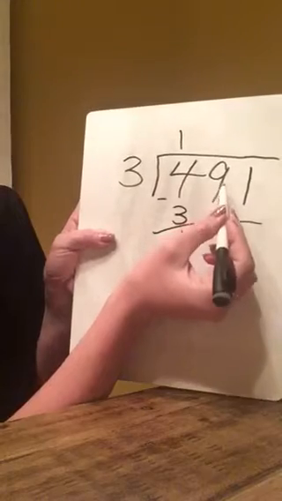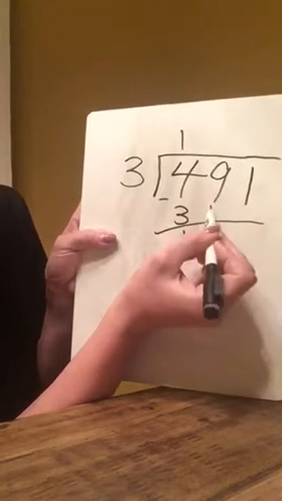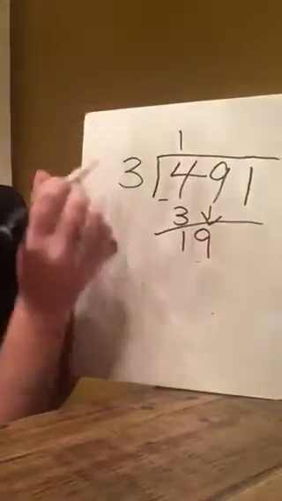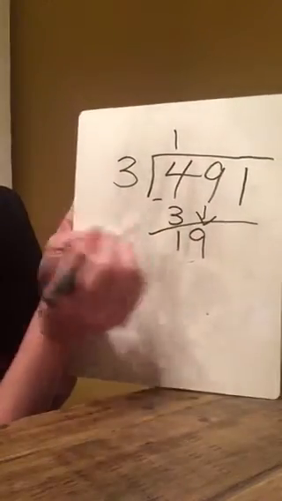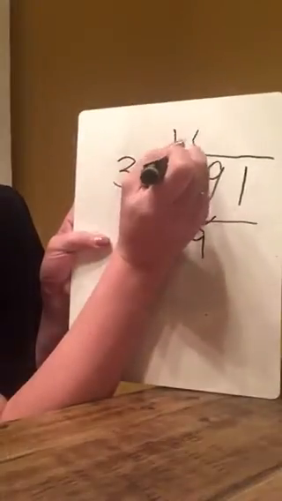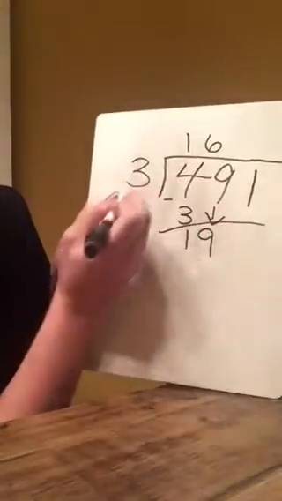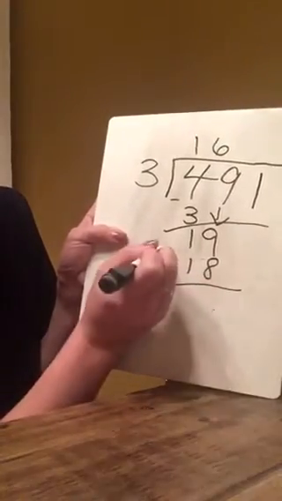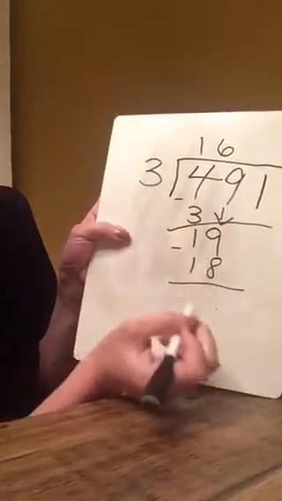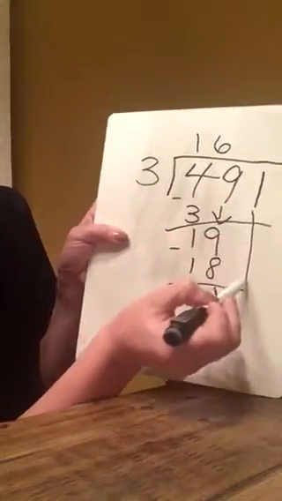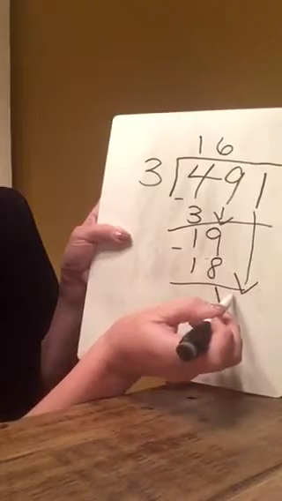We're going to bring the 9 down. That's our next step. Bring down the 9. So now we have 19. And you're going to ask yourself, how many times does 3 go into 19? 3 goes into 19 6 times. 6 times 3 equals 18. We're going to subtract that. 19 minus 18 equals 1. Okay, and our last step is to bring this 1 down.